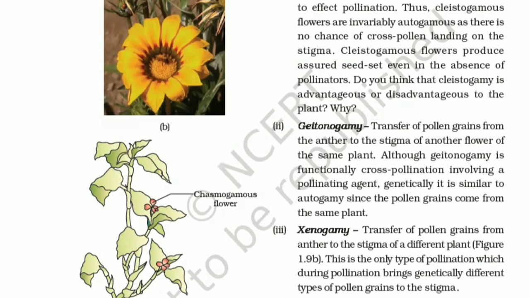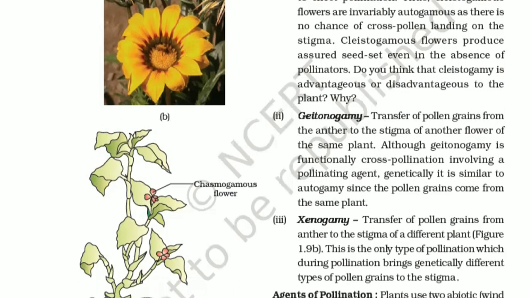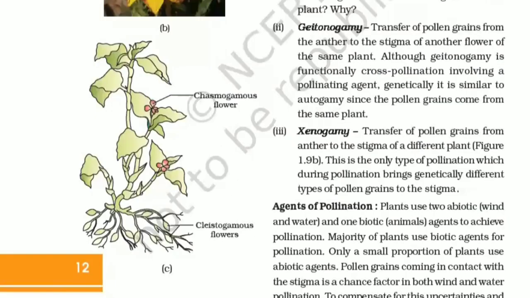Why? Number two, geitonogamy. Transfer of pollen grains from the anther to the stigma of another flower of the same plant. Although geitonogamy is functionally cross-pollination involving a pollinating agent, genetically it is similar to autogamy since the pollen grains come from the same plant.